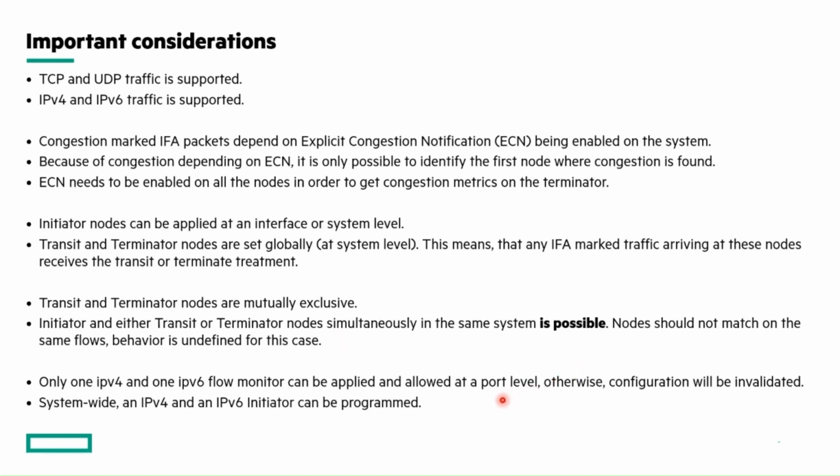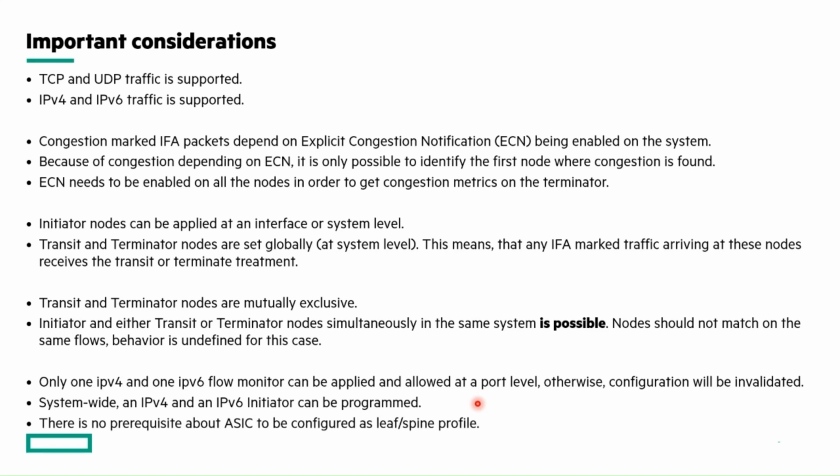So this goes for the interface level as well. For instance, you have an interface. You can only define one IPv4 initiator monitor and one IPv6. It's not or, it's and. So you can define one IPv4 flow monitor and one IPv6 flow monitor at port level plus at the system level.